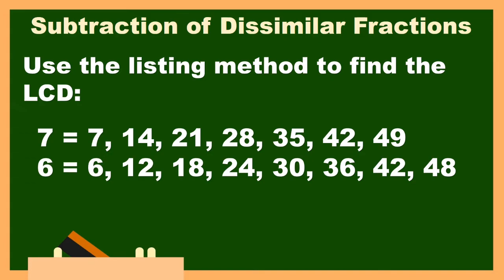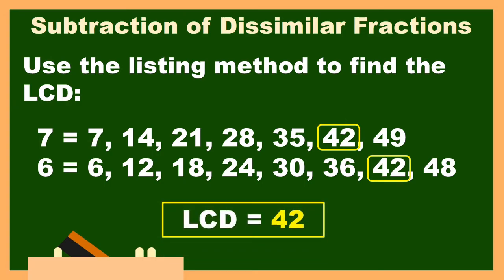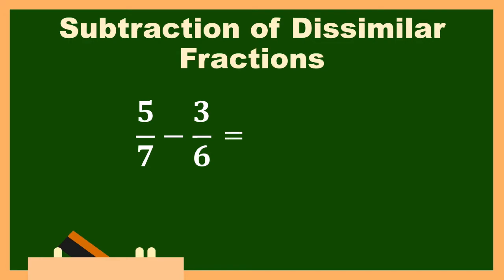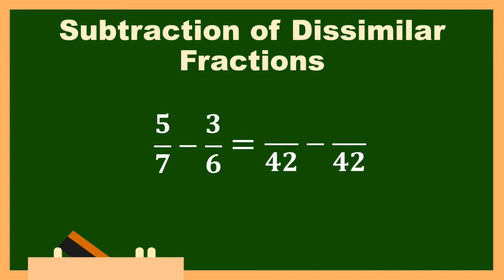Now, let's look for their common multiples. So, ayan, we have 42. And that will be our LCD. Pagkatapos kunin ang LCD ni 7 at saka 6, i-change na natin ito into similar fractions by using the LCD, which is 42, as their common denominator. Pagkatapos, ay i-divide natin yung common denominator by the denominators na 7 at saka 6.